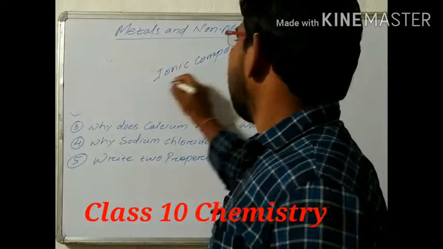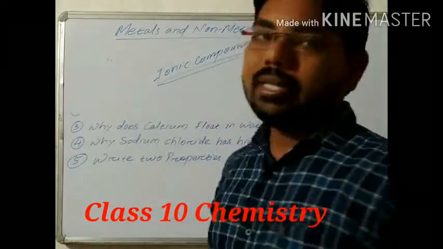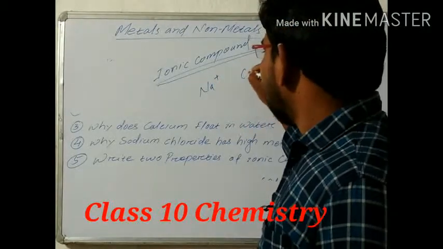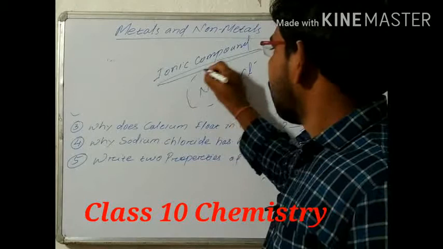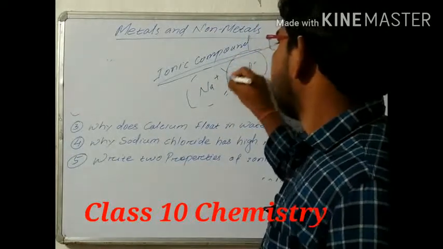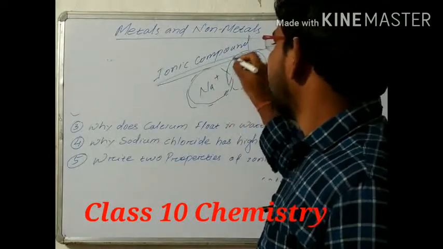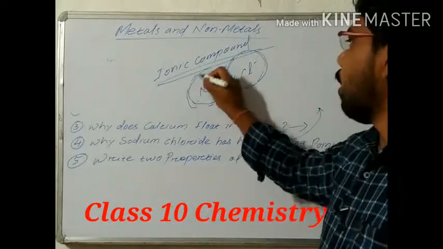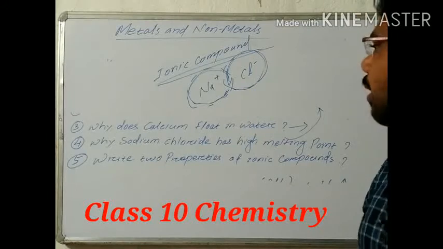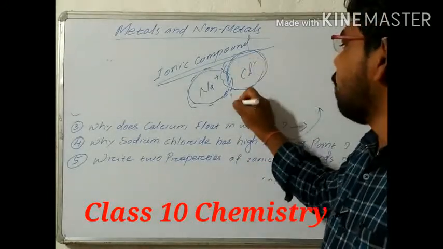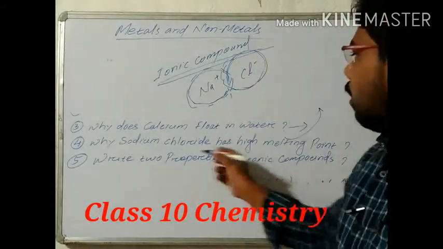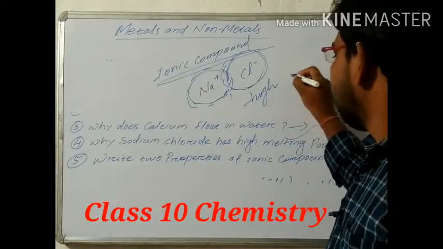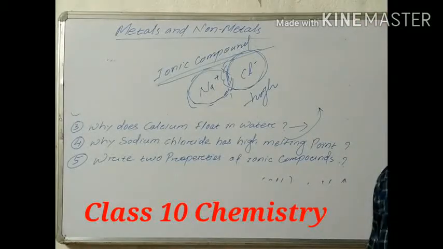Sodium chloride is an ionic compound, and in ionic compounds, two oppositely charged ions are held together by a strong force of attraction. Between the sodium ions and chloride ions there is a strong force of attraction. That's why more energy is required to break this bond. That's why sodium chloride has a high melting and boiling point.